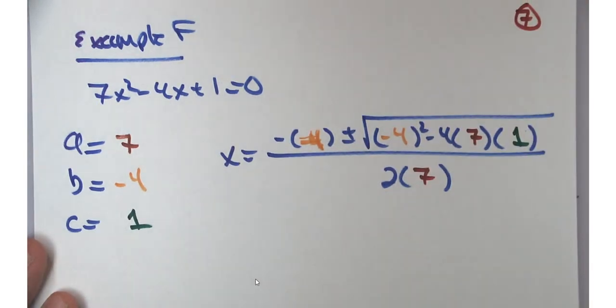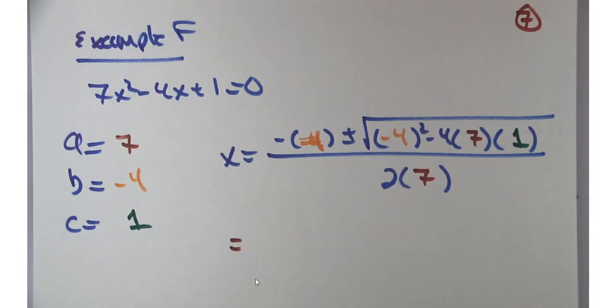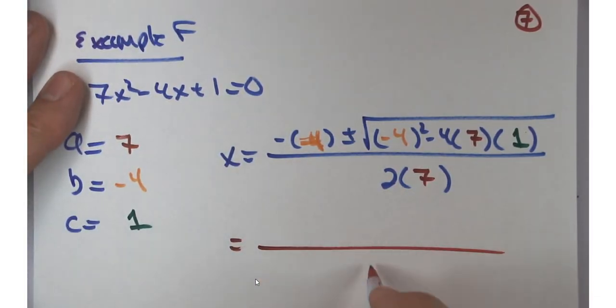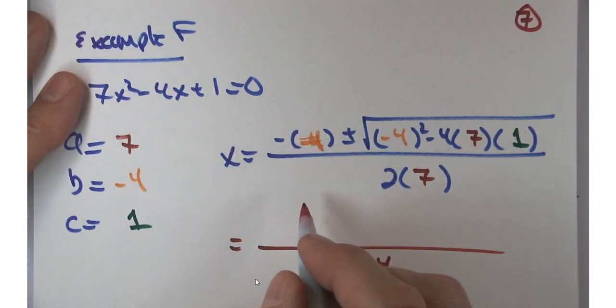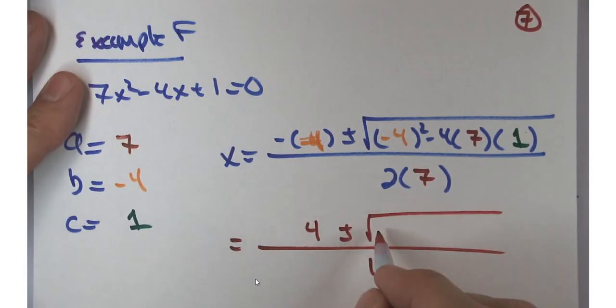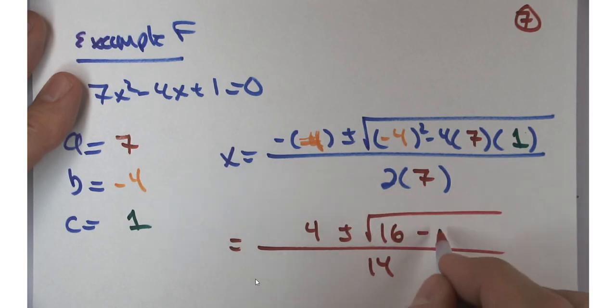Are we okay with that much? Let's see if we can simplify a little bit of what we've got here. Gavin, you seeing anything you can simplify in the numerator? You don't have to simplify it completely. 16. There you go. Minus, and that'd be a 28.